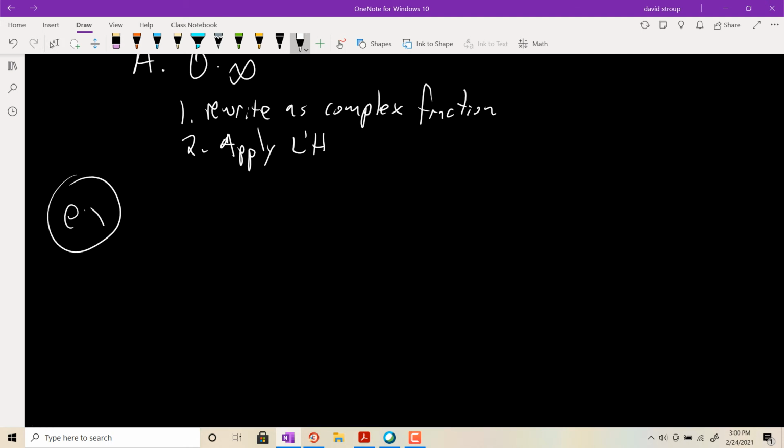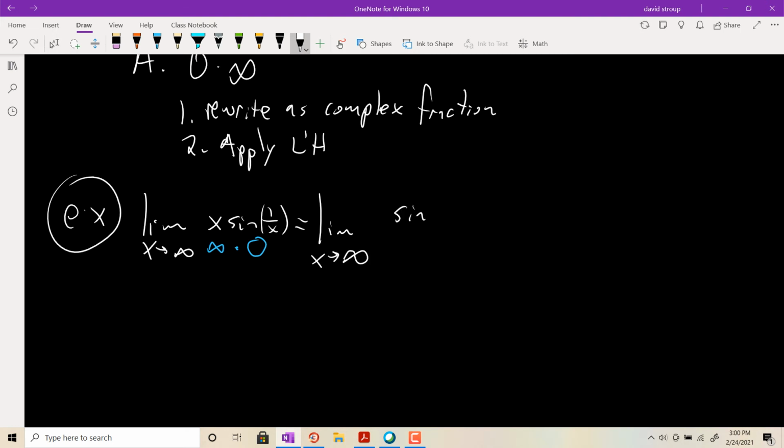Here we have the limit as x goes to infinity of x times sine of 1 over x. Okay, so make sure it's in our form. X is going to infinity. Sine of 1 over x. As x goes to infinity, 1 over x is going to 0, and then sine of 0 is just 0. So we have our infinity times 0 form. So what you do is rewrite x as 1 over 1 over x. And then you have this new fraction, sine of 1 over x all over 1 over x.